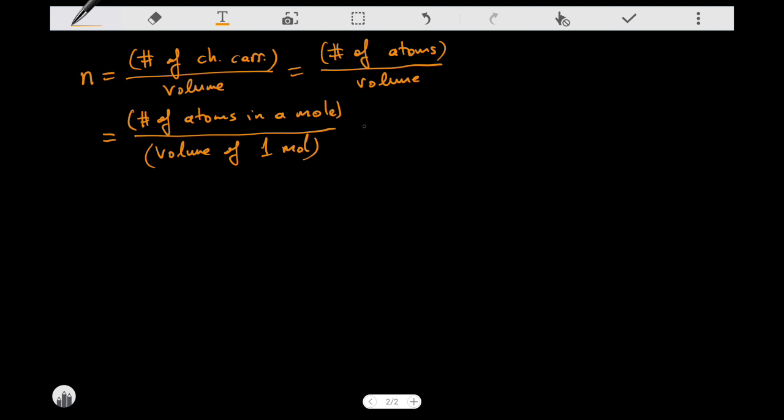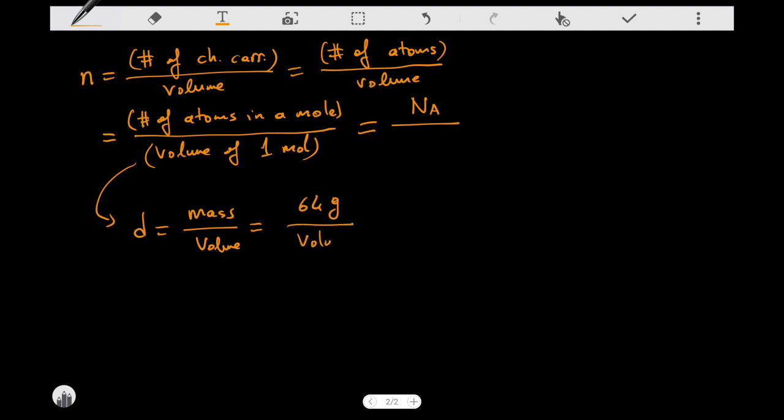The number of atoms in a mole is known. It's just Avogadro's number. I just need to find that volume in here. To find the volume, of course, I can use density. The density is basically mass divided by the volume. I know the mass of 1 mole of copper, it is 64 grams. That's given. That's basically the mass of 1 mole of copper. Therefore the volume can be found from this, because I know the density. That's basically 9.0, it is grams per centimeter cubed. As a result, the volume of 1 mole is 64 divided by 9 centimeters cubed.